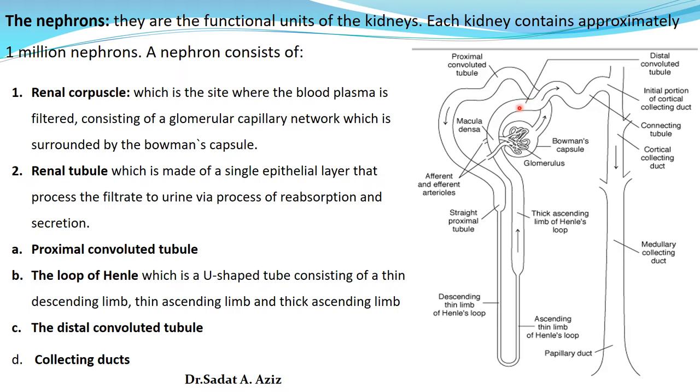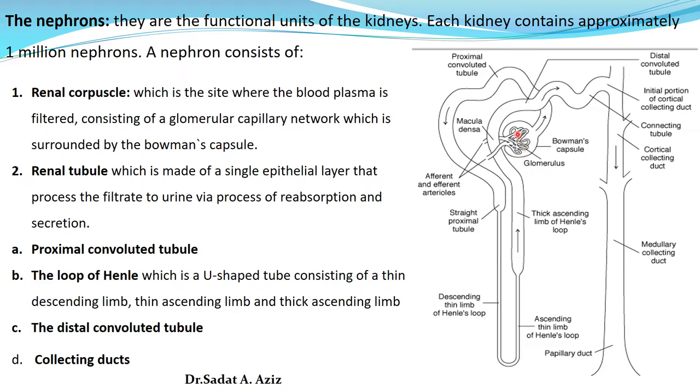It means it has a curled structure. So distal convoluted tubule, and then what we have the collecting ducts. So several tubules or renal tubules came together, combined to form what? To form the collecting duct of the kidney.